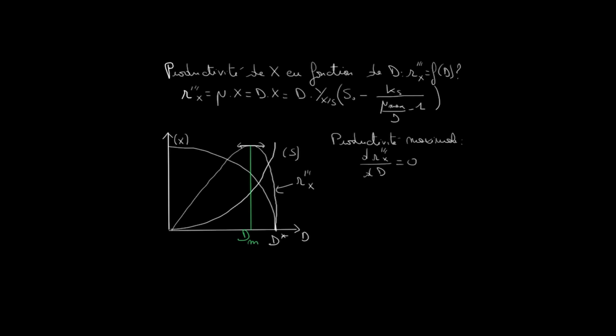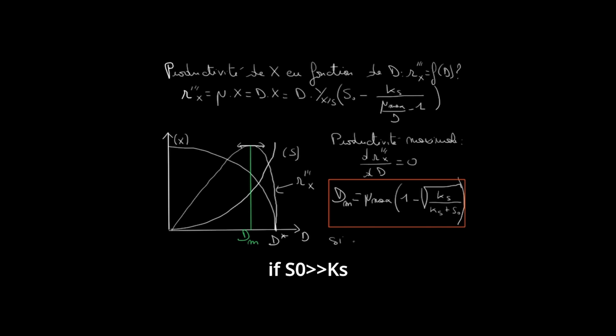We call Dm the dilution rate at which productivity is maximum. The expression of Dm is as follows, and we don't demonstrate this expression. If S0 is very high compared to Ks, Dm is approximately equal to mu max. With D equal to Dm, we have X equal to Xm and S is equal to Sm.